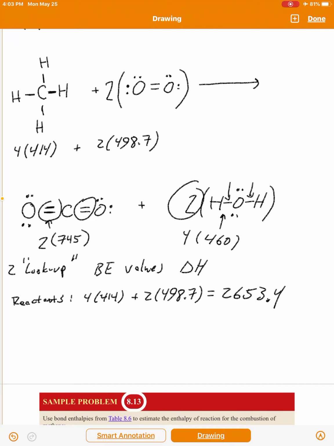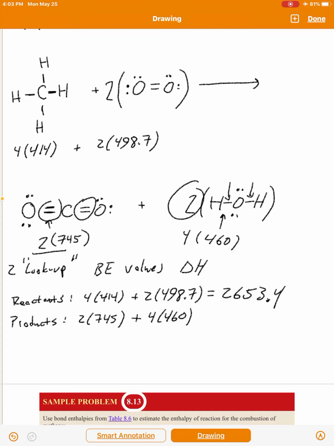Okay. The next thing I'm going to do is look at the products. I'm going to do the same calculation for the products. So for the products, we've got two times 745. And then we've got 4. Remember, it's 4 times 460. Okay? So those are our calculations right there.